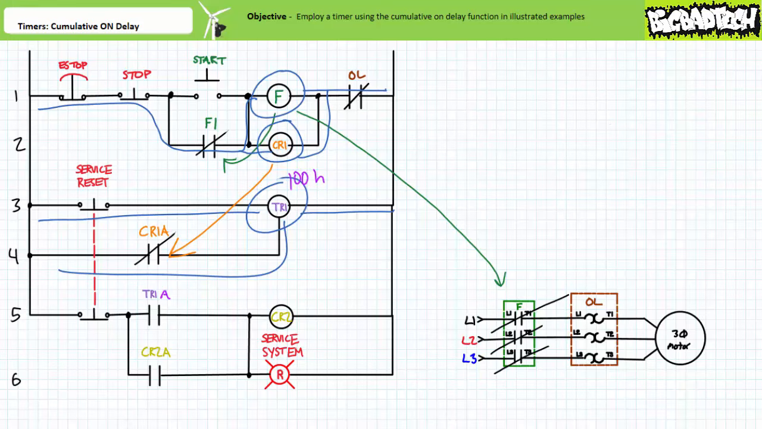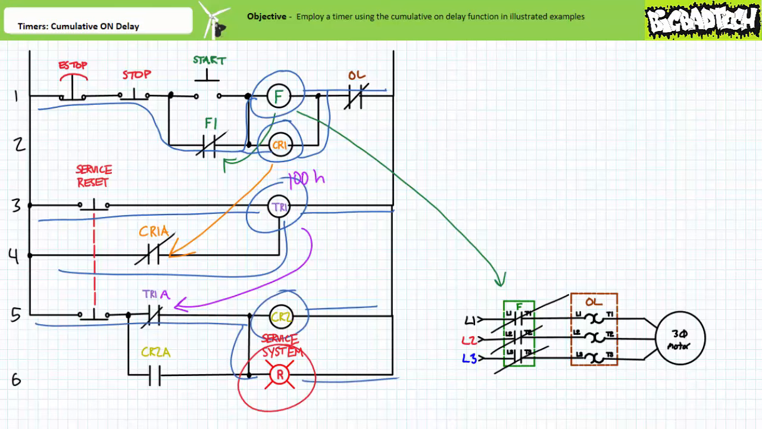Just prior to go-home time, 100 hours is accumulated. At this point, the timer executing the cumulative on-delay function tells contact TR1A to close. The now closed TR1A contact energizes the coil of regular control relay CR2 and the red service system light. Contact CR2A immediately closes and establishes a holding circuit, thereby maintaining the state of CR2 and the service system light. An operator can now shut down the system by pressing the stop button.